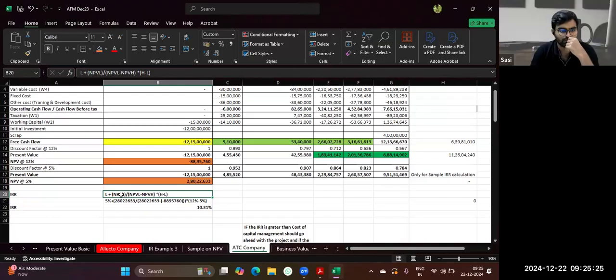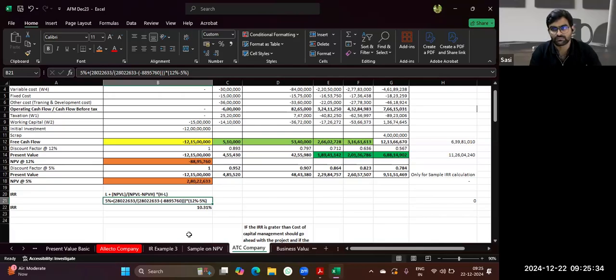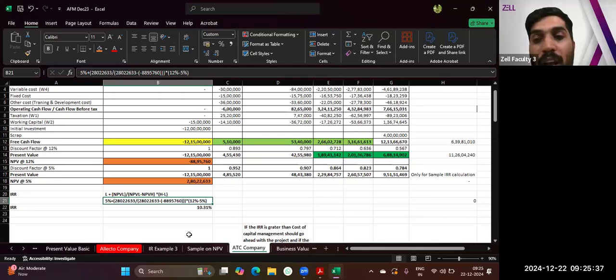So my formula is lower. Lower is nothing but 5%. Lower discount factor is 5%, plus NPV at lower I have taken, that is 28, divided by NPV at lower minus NPV at higher. I have closed the brackets. Then I have done high minus low. Clear? And my rate of return has come as 10.31%.